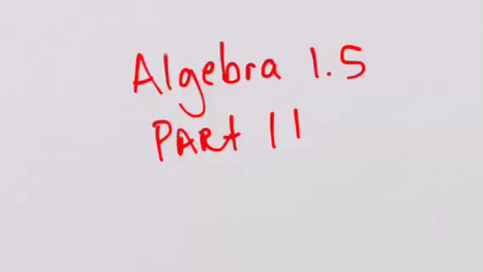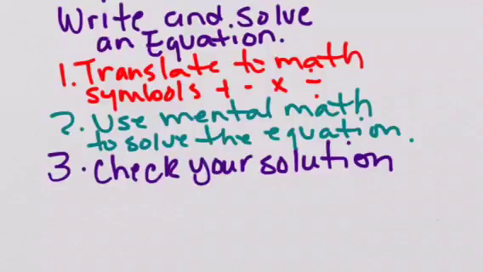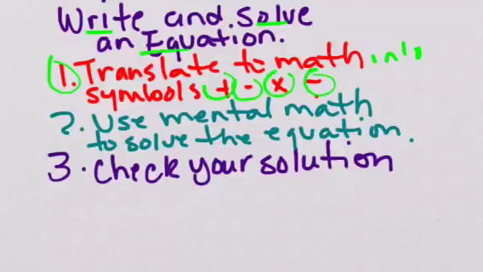Okay, this is Algebra 1.5, Part 2, and we're looking at page 32 in your book. The steps we want to do in this next example are to learn how to write and solve an equation, and we have three parts to that. The first part is to translate the math into symbols like plus and minus and multiplication and division. The next thing, we want to use mental math to help us solve the equation. What multiplication facts, division facts do you know? And the third, we want to check our solution with actual math.